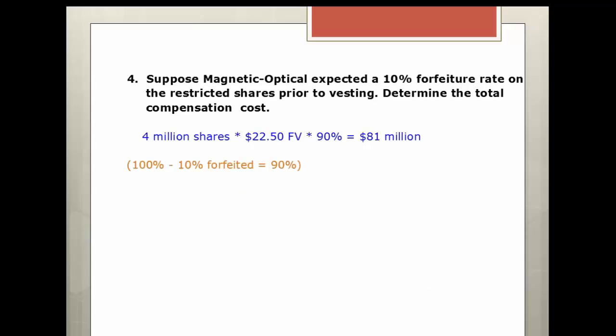Suppose that Magnet expects a 10% forfeiture rate on the shares. What we're basically saying is that we are actually going to pay 90% of this, which is $81 million as opposed to $90 million. If we're expecting this, then we would simply be doing the $81 million divided by 3 as opposed to the $90 million divided by 3.